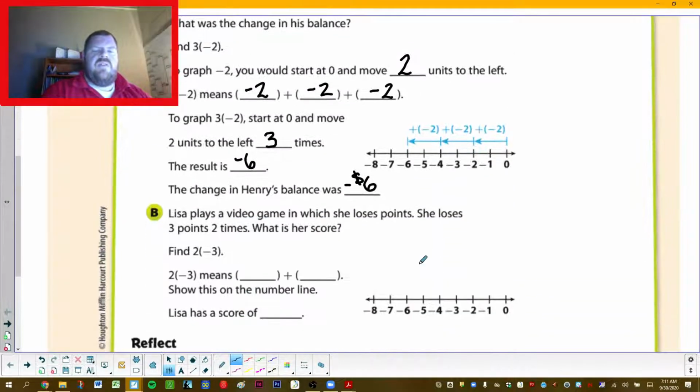Okay. In the second one here, it says that Lisa plays a video game in which she loses points. Of course, all we do in these video games is lose points. And we want to know what her score is. So it says find 2 times -3. 2 times -3 means that we want to add -3 2 times. So let's do that. If she starts at 0, we go back 3 once, and we go back 3 twice, and she ends up at -6.